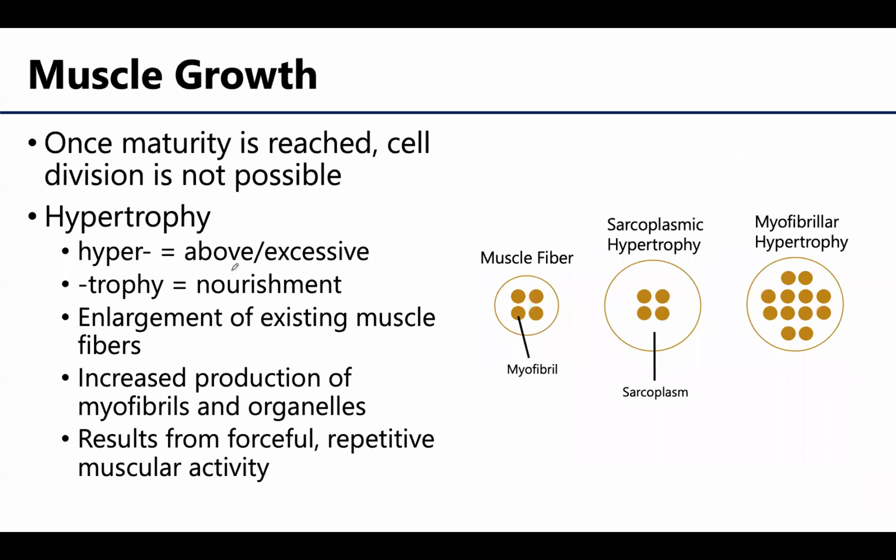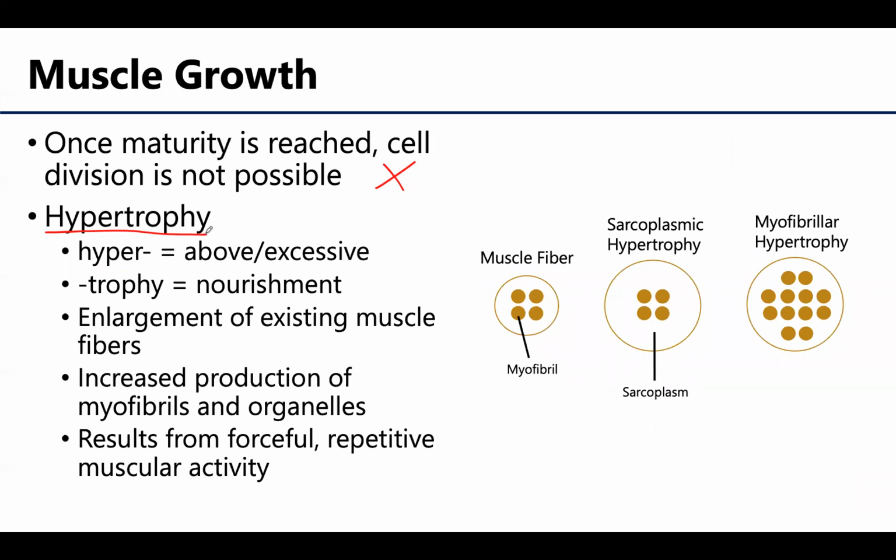But once a muscle cell is fully fused and considered a mature cell, cell division is not possible after that point. But we do know that muscles grow, right? We know that muscles get larger. So how do they do that? Well, in order for a muscle cell to get larger, it undergoes what's referred to as hypertrophy, which is the enlargement of the existing muscle fibers.